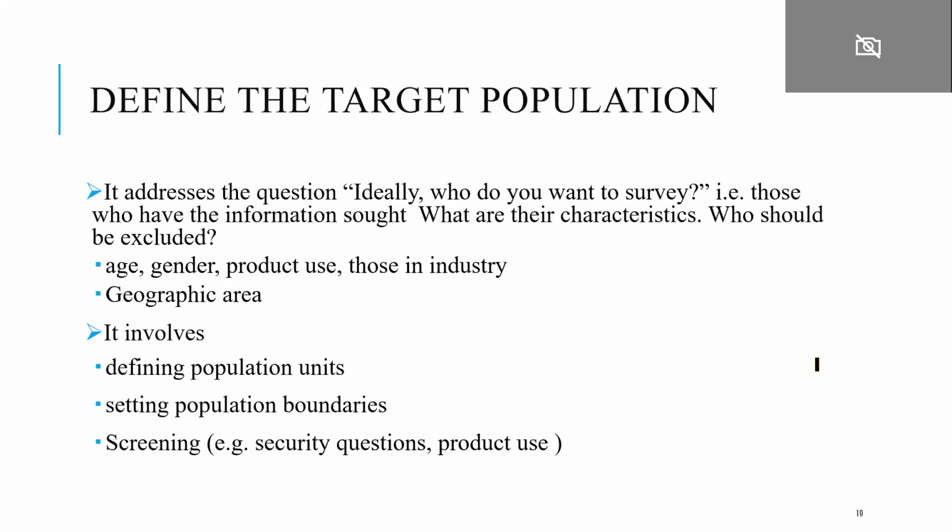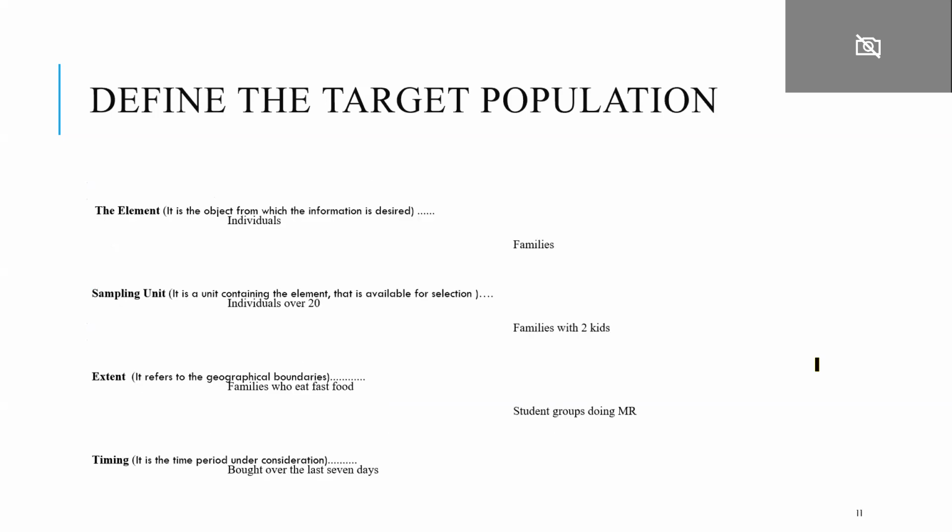It involves defining population units, setting population boundaries, and the screening. The same thing, like element: it is the object from which information is desired. I have already discussed. You can say the families, sampling units, families with 2 kids, then student groups doing MR, and the timing, it is a time period under consideration. Okay.